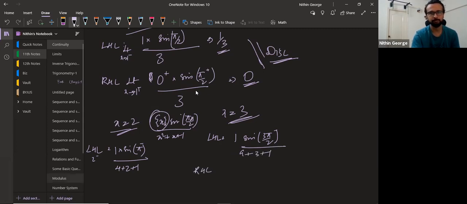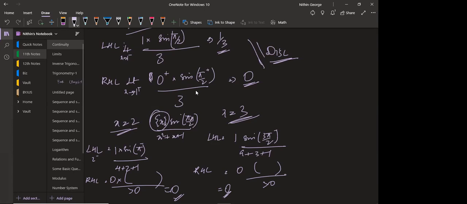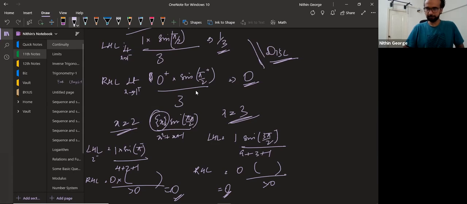And look at the RHL. Again, for both, it will start with 0 in the numerator. The denominator x squared plus x plus 1 will be greater than 0 for sure, whatever value of x you put. And the sine of anything, it doesn't matter, because the RHL value will come out to 0. Did you understand this little shortcut, how I solve for both at the same time? Yes, sir. Look at it carefully and then ask doubts. If you're not understanding, it's okay, I'll explain it again.